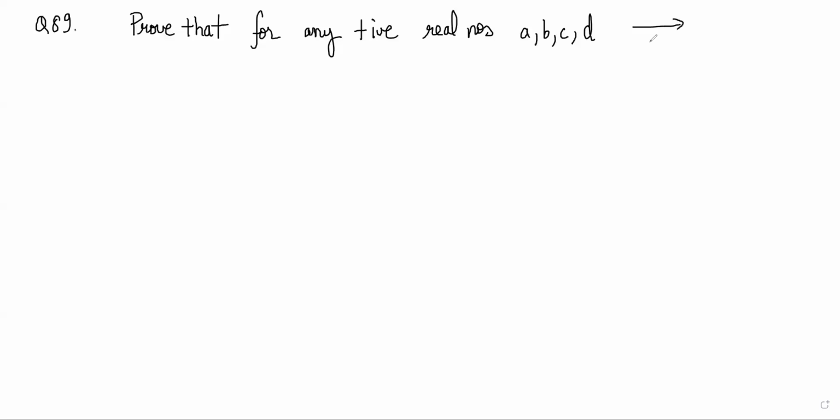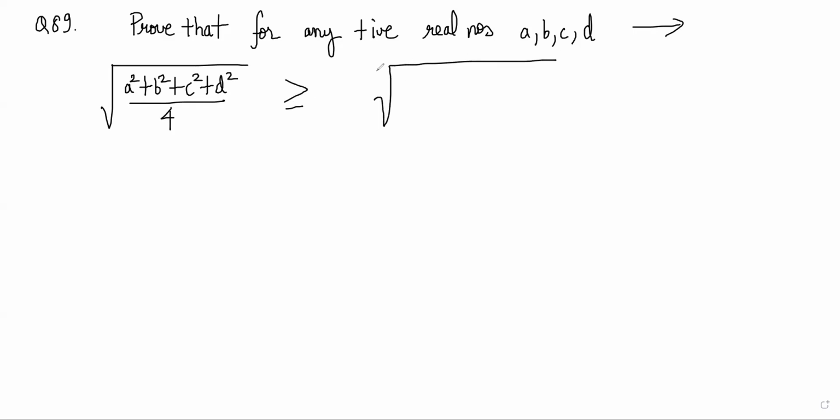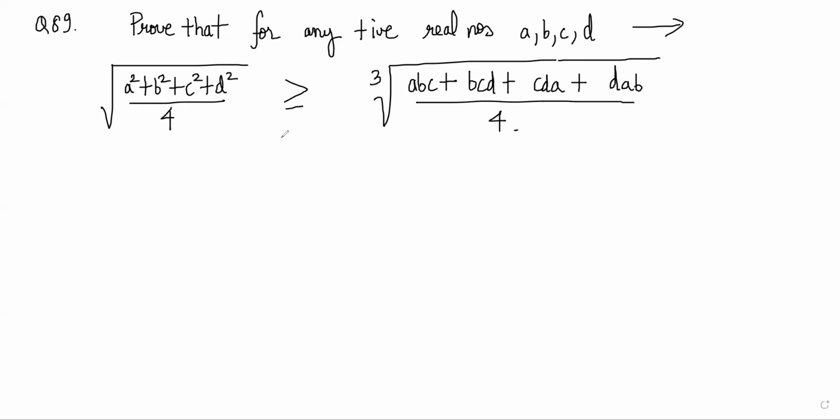This is question 89, and this is an algebra question. Prove that for any positive real numbers A, B, C, D, we have to prove that the square root of (A squared plus B squared plus C squared plus D squared) by 4 is greater than or equal to the cube root of (ABC plus BCD plus CDA plus DAB) divided by 4. So a nice inequality problem here.